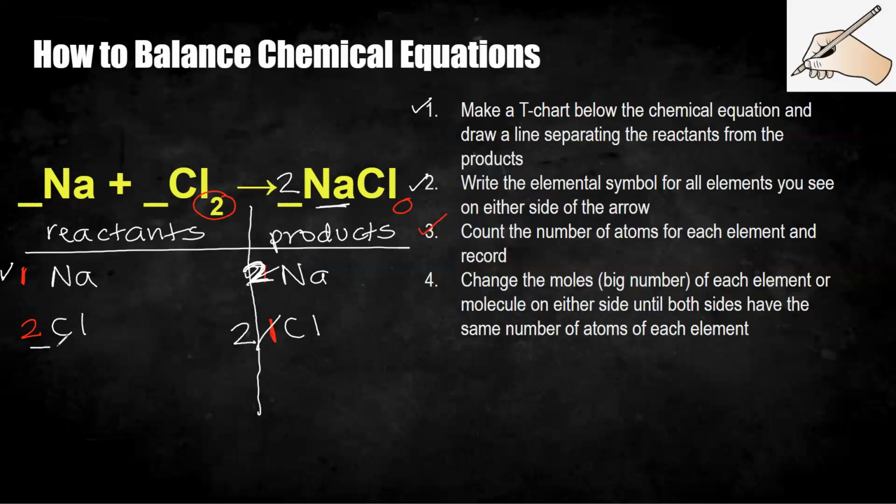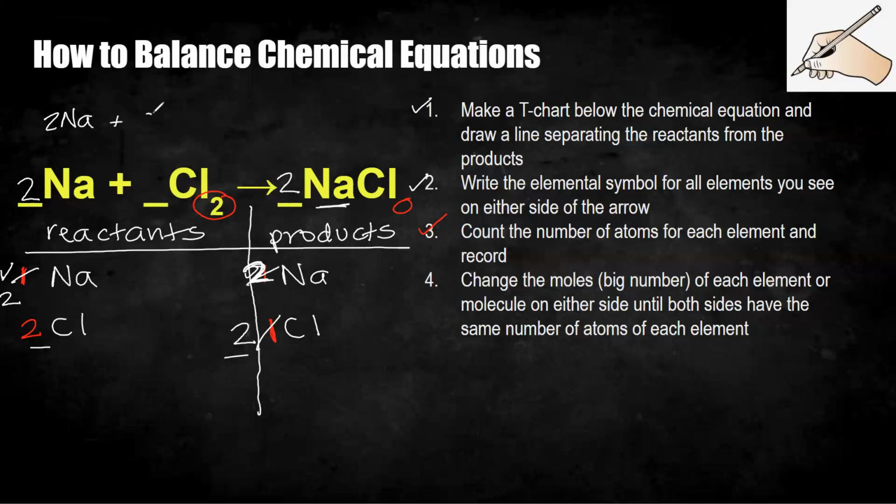Well, my chlorines are all balanced out, so I'm good there. I don't need to make a change for this chlorine, but I do need to make a change in front of this sodium. In order to balance out 2 sodiums on the product side, I'm going to have 2 sodiums on the reactant side. So I'm going to add a 2 in front of that sodium there. And that gets me my final balanced chemical equation. I'll rewrite it up here just so you all can see again.